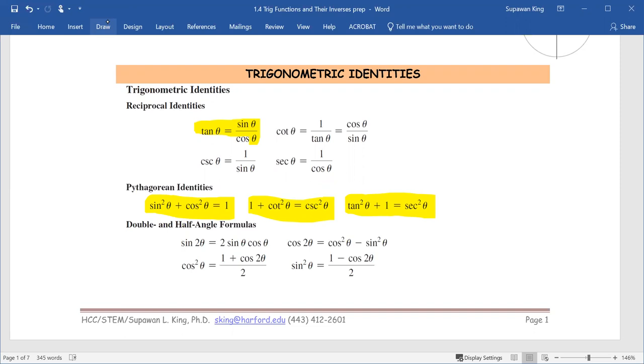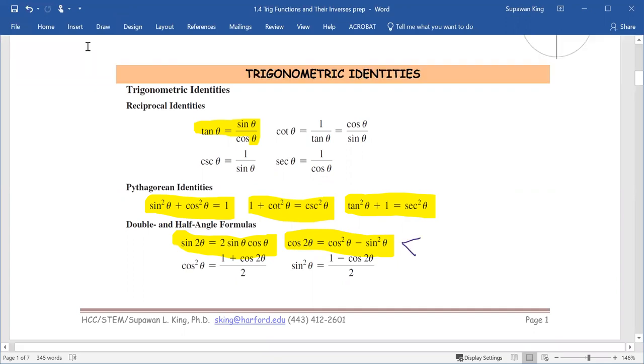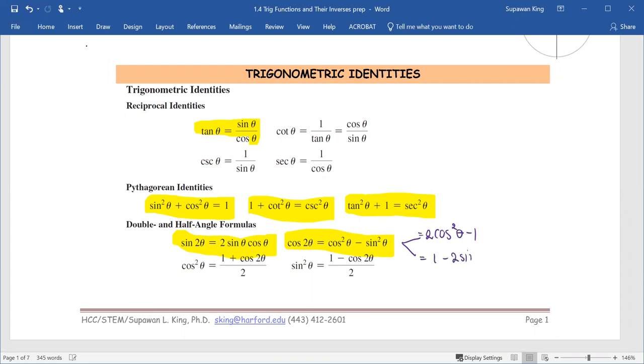Double and half angle formulas. Sine of double angle is 2 sine theta cosine theta. Cosine of double angle is cosine squared theta minus sine squared theta. There are two other forms of cosine 2 theta as well: 2 cosine squared theta minus 1, or 1 minus 2 times sine squared theta. Cosine squared theta is (1 plus cosine 2 theta) divided by 2, and sine squared theta is (1 minus cosine 2 theta) divided by 2.